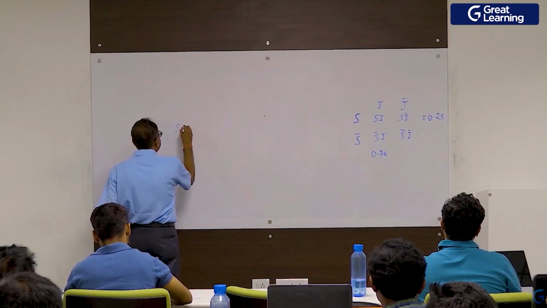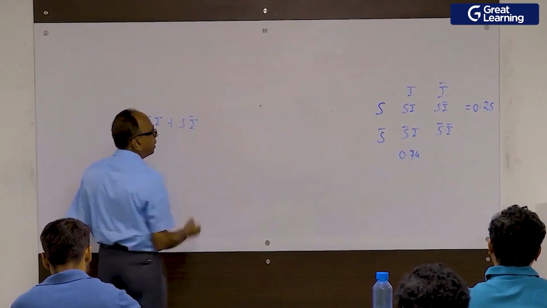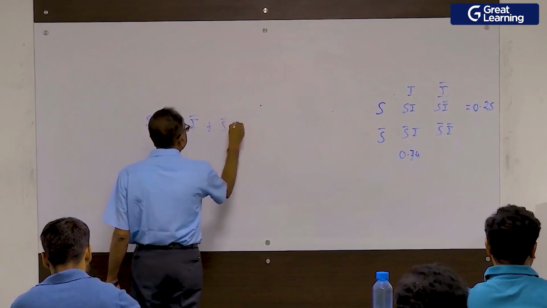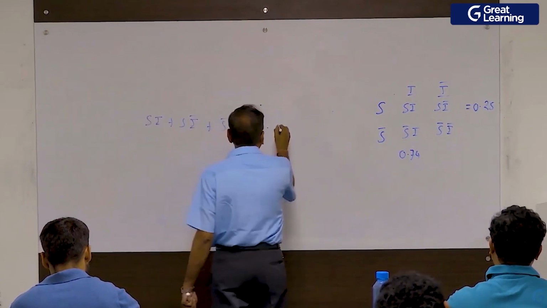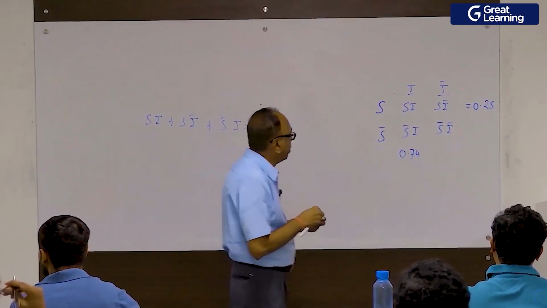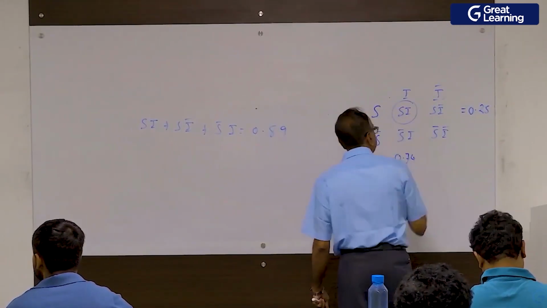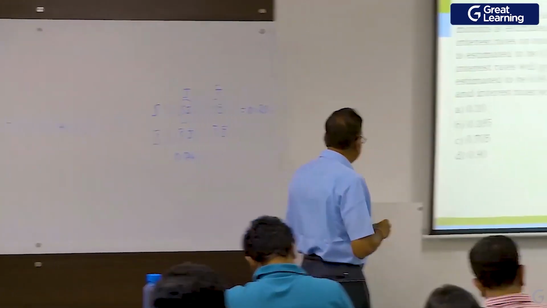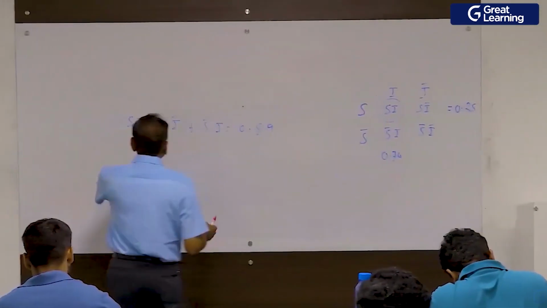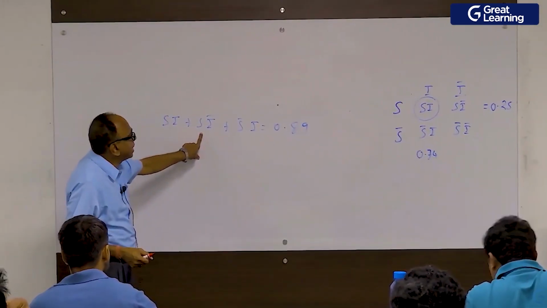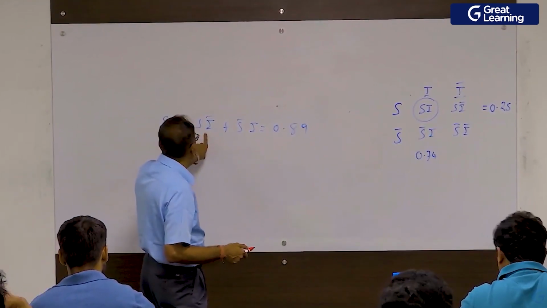So SI plus SI bar plus S bar I is equal to 0.89. This is equal to 0.89. You are supposed to find out SI. Am I right? You are supposed to find out SI. Therefore, this will be SI bar. This part is SI bar.